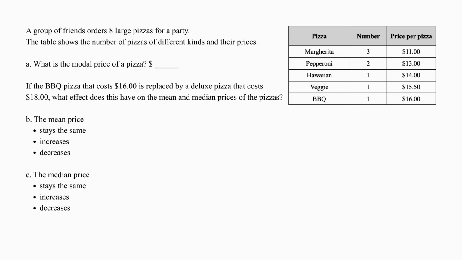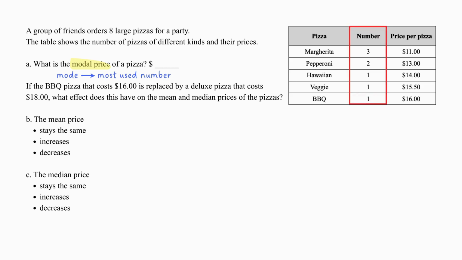Let's look into this pizza problem. We are going to look at 3 different ways to describe a group of numbers: the mode, the mean, and the median. Part A is asking about the modal price. The mode is just another word in math for the most used number. To find it, look at the number column.